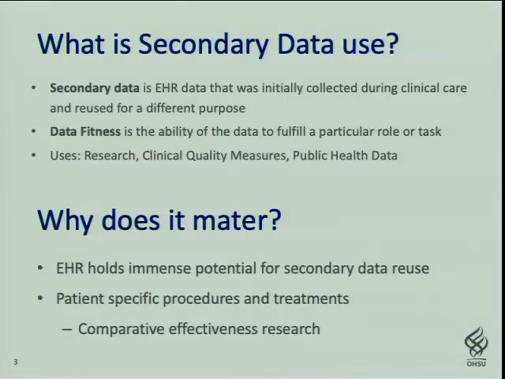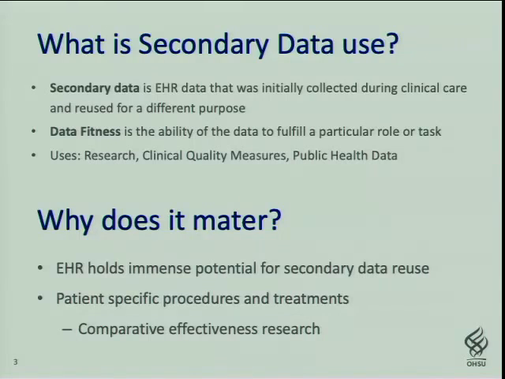But diving right in, talking about secondary data. As some of you are wondering what that is, secondary data is EHR data that was initially collected during clinical care and reused for a different purpose. So I'm assessing this data through the lens of data fitness, as to whether this data is able to fulfill a particular role or task. In this case, I'm evaluating it through the role of clinical quality measures. Other potential uses could be research or public health data.